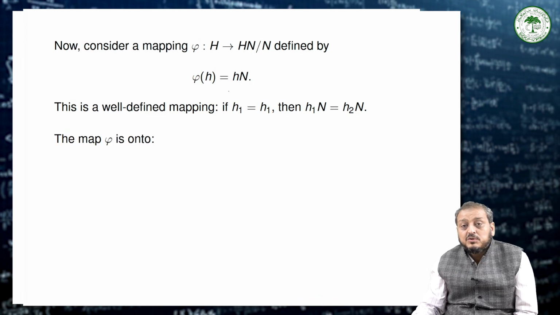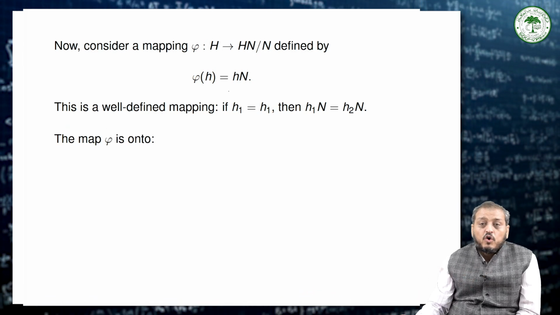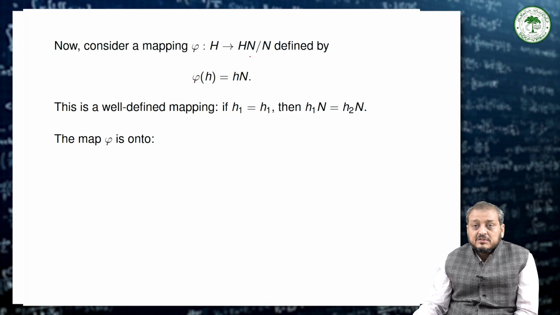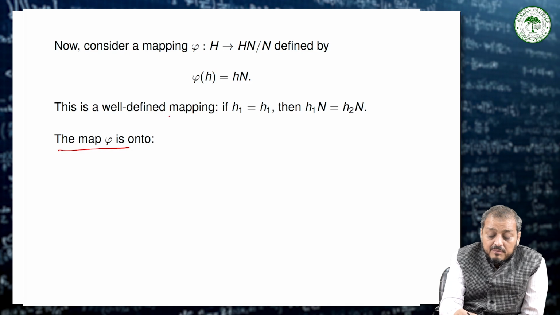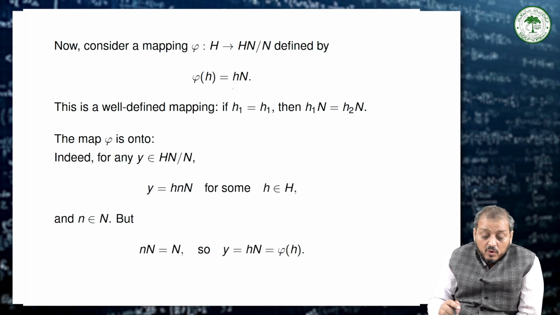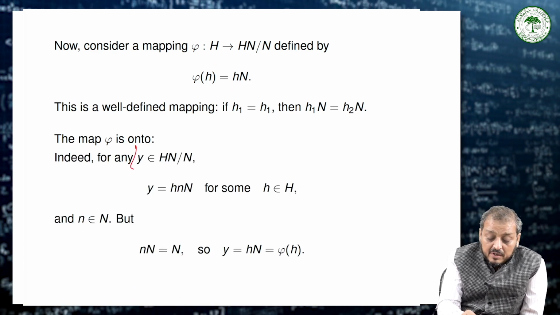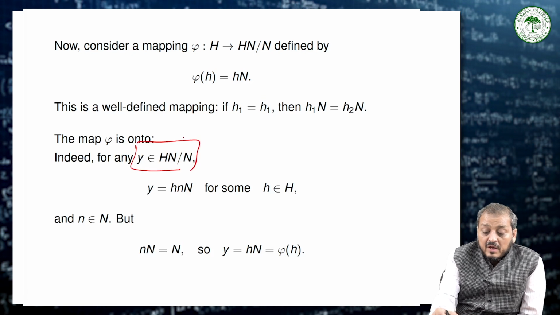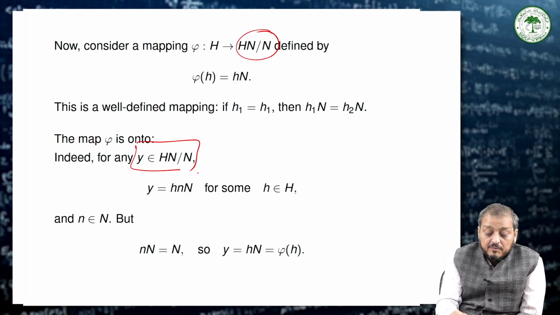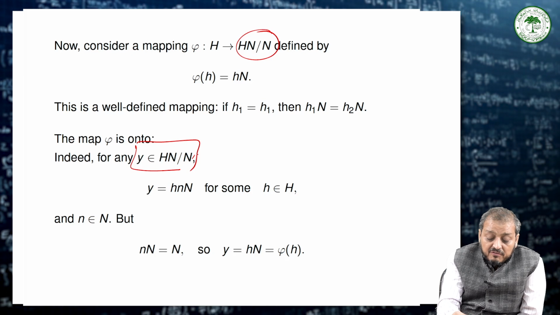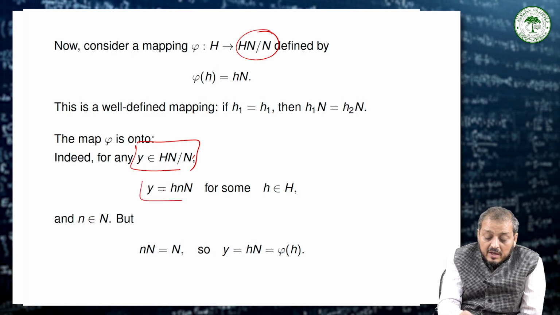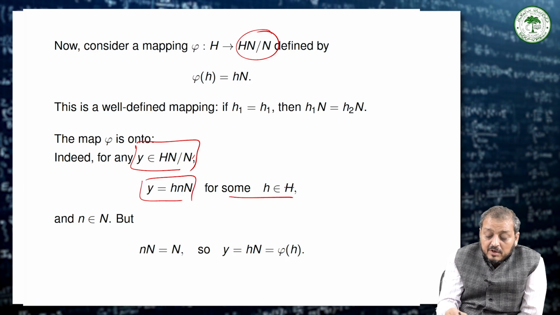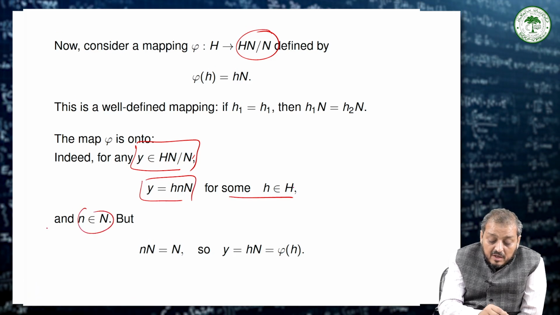Now we have to show that it is an onto homomorphism, because the first isomorphism theorem is saying that we have to show this phi map is onto. So take any arbitrary element y from the set HN over N, the quotient group. If y is an element of this set, then y can be written as hn into N for some h an element of H and n an element of N.